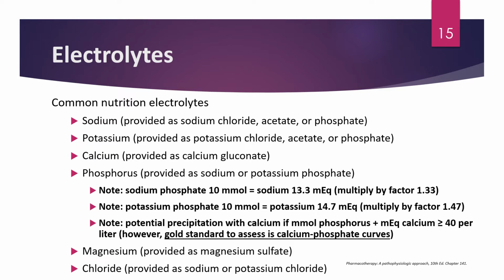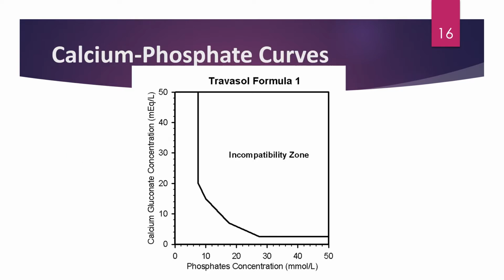Going back to the concept, though, of calcium phosphate curves. This is an example of a calcium phosphate curve. So Travasol is an example of an amino acid. They actually utilize calcium phosphate curves based on the amino acid formulation that is present. And there are many different factors that will actually influence calcium phosphate solubility. One of which is how much calcium and how much phosphate you actually have in the PN bag. Another is the type of amino acid formula you have.